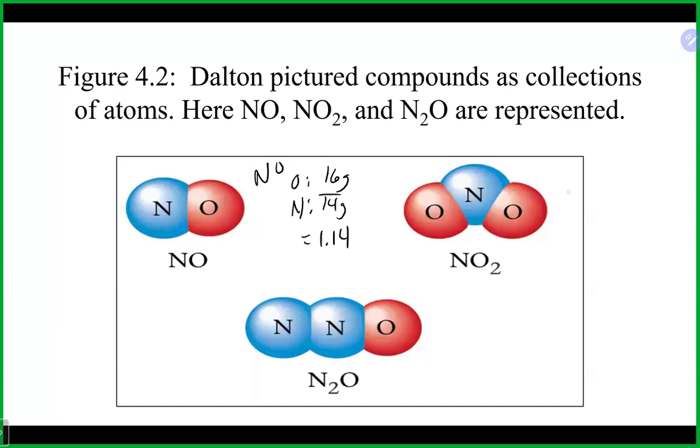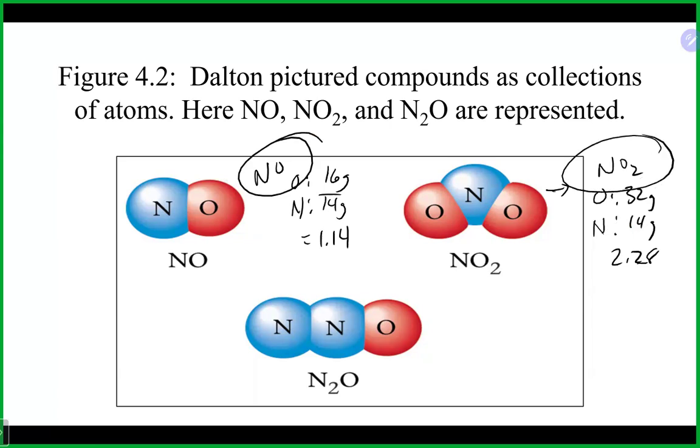Now, if you come over here and look at this one, which is NO2, the oxygen here, because there are 2 of them, is about 32 grams, right? And nitrogen is 14 grams. So if you take 32 divided by 14, you get about 2.28, maybe 2.29 if you round, but we'll just go in that ballpark. And if we take the relationship between these two compounds, 2.28 and 1.14, you get a ratio of 2.